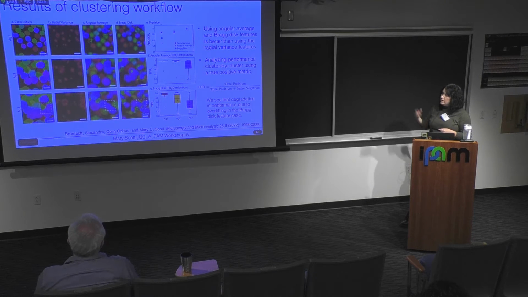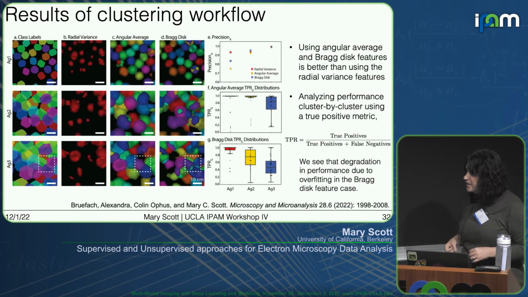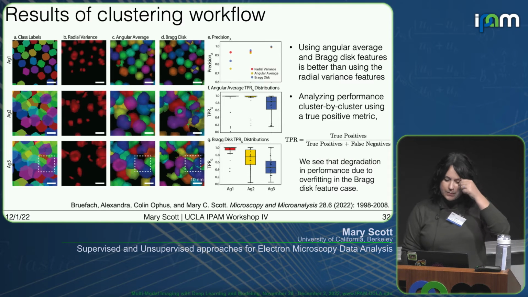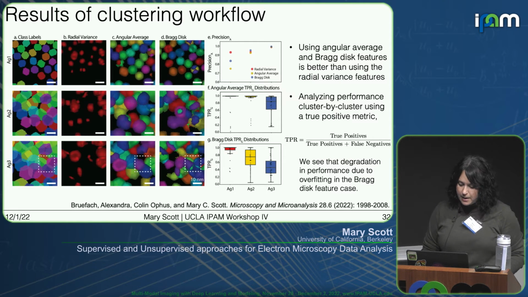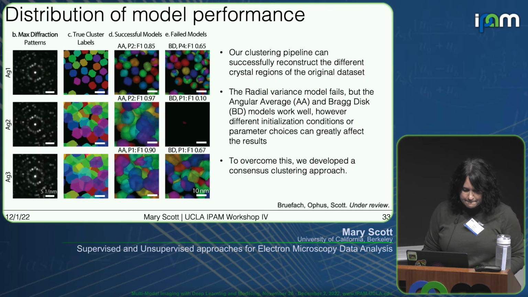And this is because, in contrast to when we were looking at the precision metric and we were just looking particle versus not particle, here we're looking for correspondence. And what we see is that the Bragg disk protocol actually overfits, and where we have overlapping regions in our nanoparticles, that is represented as a distinct class using the Bragg disk feature representation, which is not the case. So we see performance degradation there due to this overfitting.